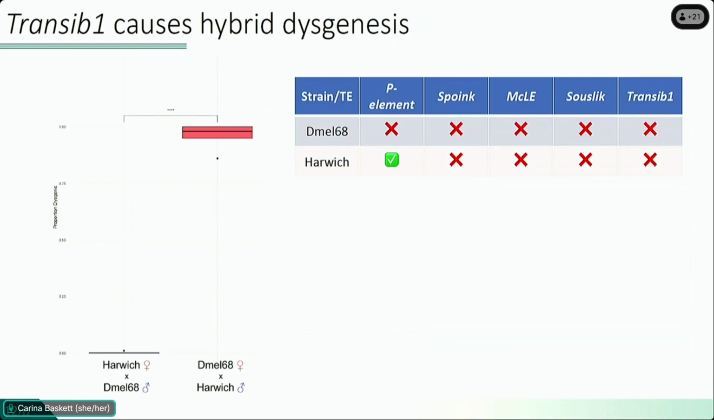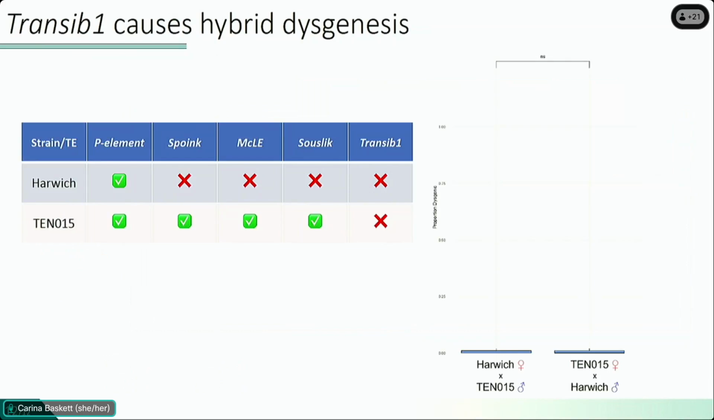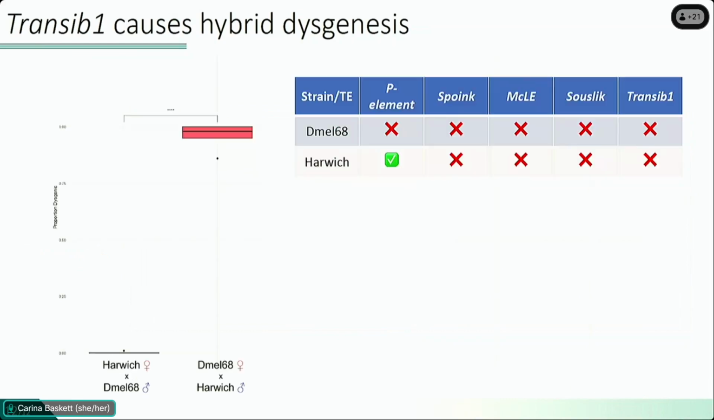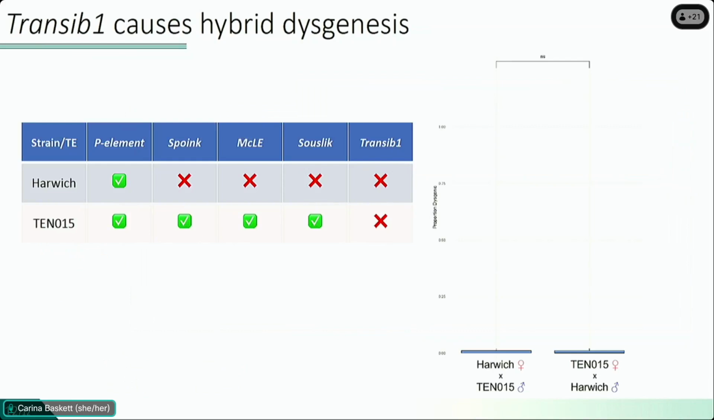So this is the classic cross that Kidwell did. So you know the drill by now. DML68 and Harwich, and we have total dysgenesis or partial dysgenesis, or sorry, or no dysgenesis. And this was just to check that our strain with the P element actually had the P element and there was nothing funny going on.